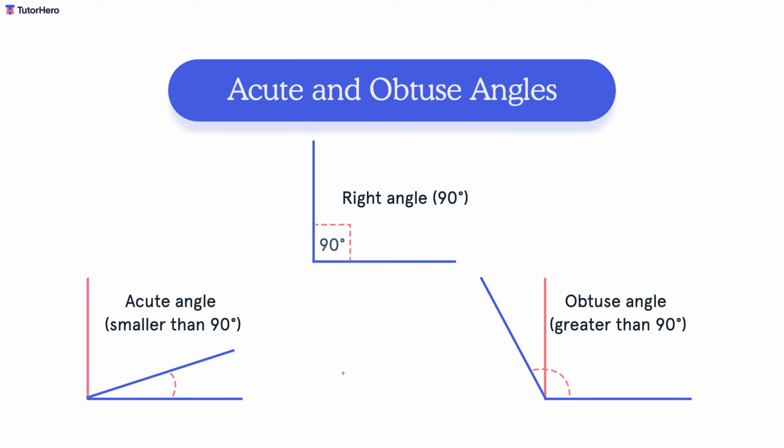Acute and obtuse angles. Acute angles are angles that are smaller than 90 degrees. A good way to remember this is to think of a small baby animal as being cute. That way you'll remember that angles that are acute are smaller than 90 degrees. An angle that is greater than 90 degrees is an obtuse angle.